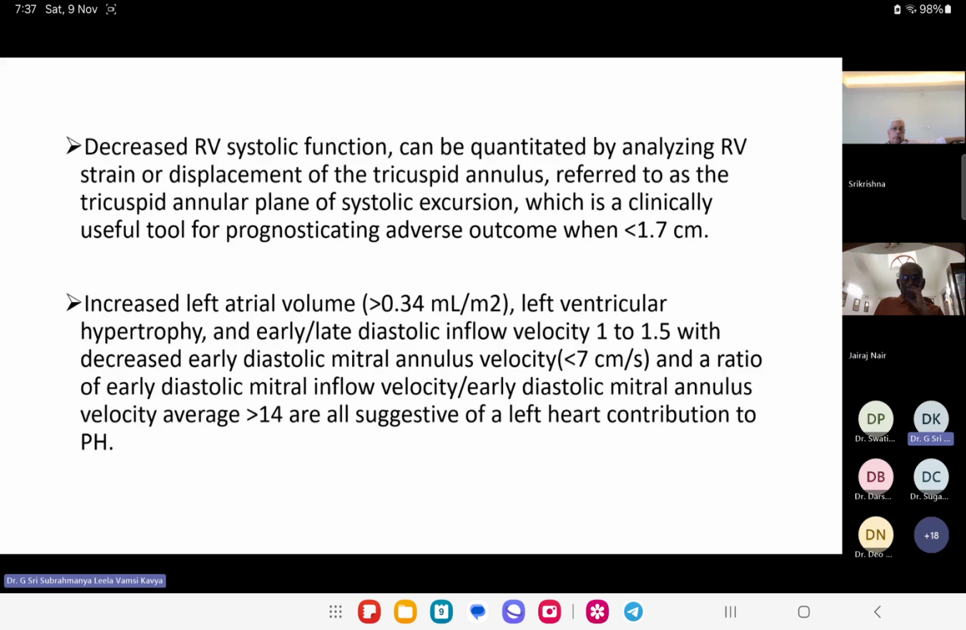Increased left atrial volume greater than 34 ml per meter square, left ventricular hypertrophy, an early to late diastolic inflow velocity ratio of 1 to 1.5, with decreased early diastolic mitral annulus velocity of less than 7 centimeters per second, and a ratio of early diastolic mitral inflow velocity to early diastolic mitral annulus velocity average greater than 14 are all suggestive of a left heart contribution to PH.